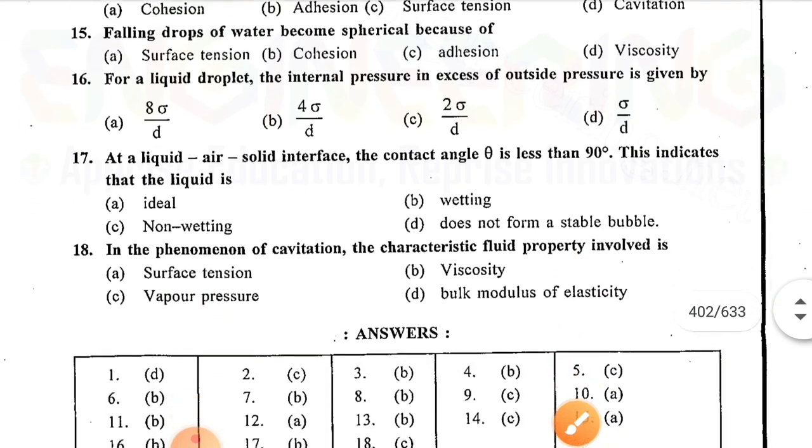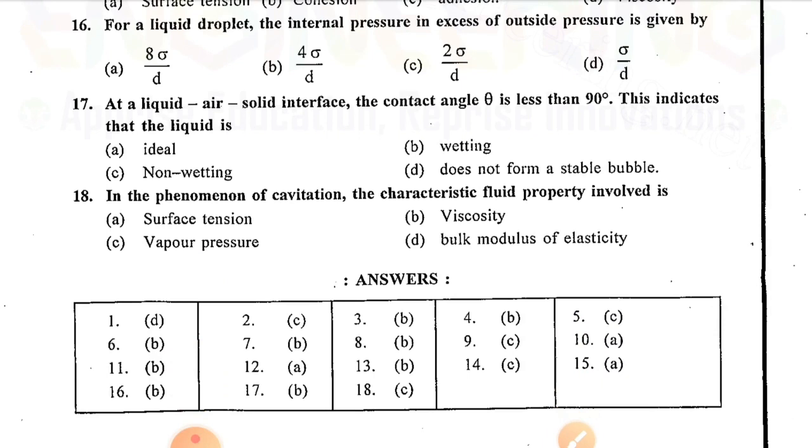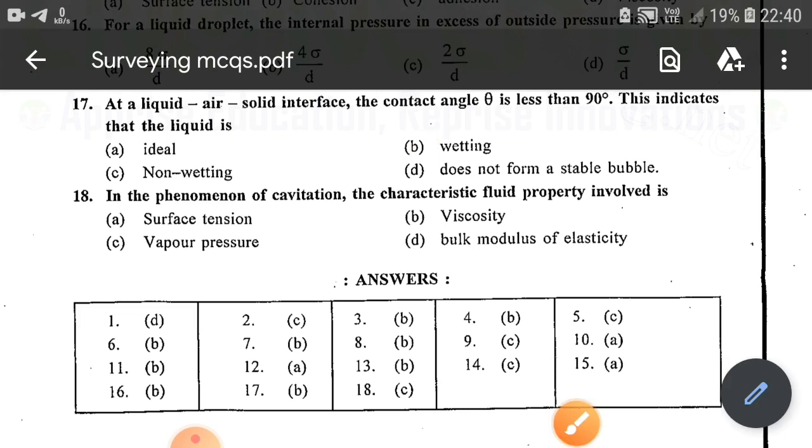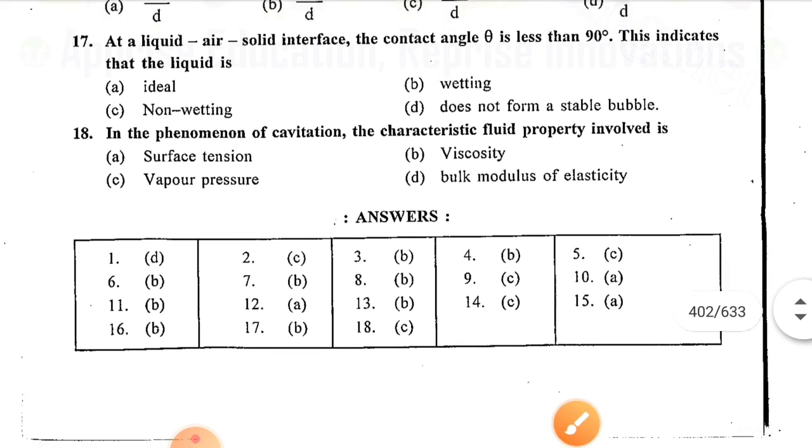Question number 17, at a liquid air solid interface, the contact angle theta is less than 90 degree. This indicates that liquid is, option B is correct, wetting. Question number 18, in the phenomenon of cavitation, the characteristic fluid property involved is, option C is correct, vapor pressure.